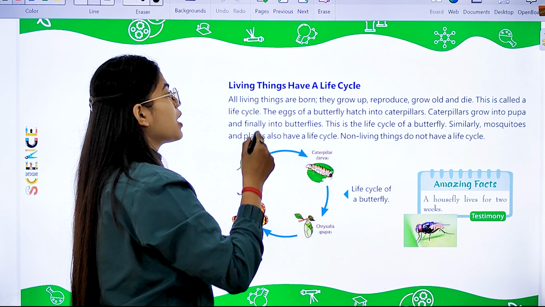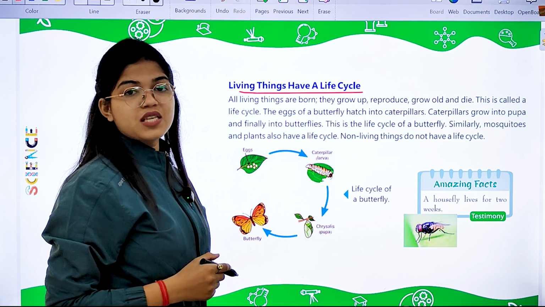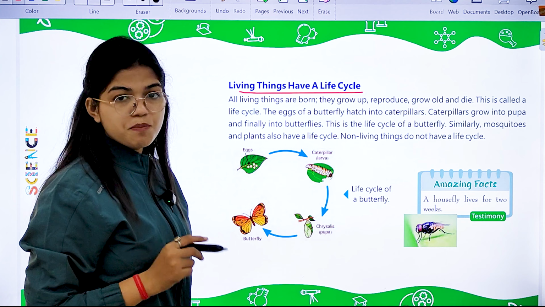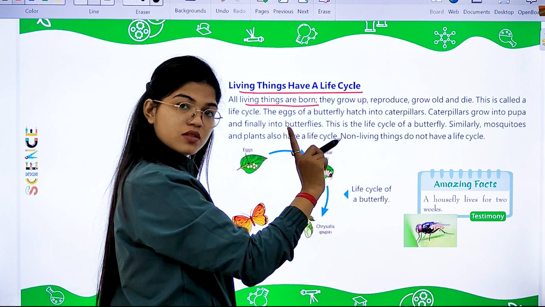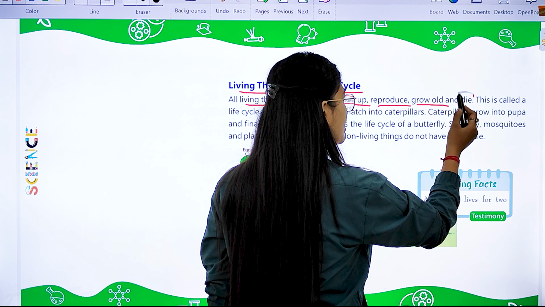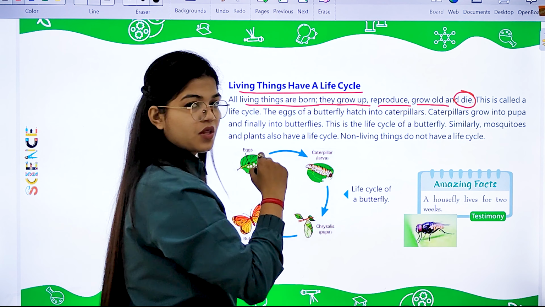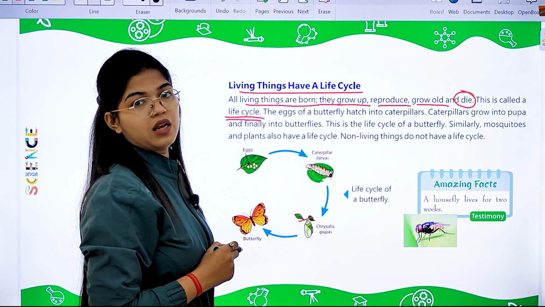Okay. Next is what? Living things have a life cycle. They have a definite lifespan. See, all living things are born, they grow up, they reproduce, they grow old, and then they finally die. This is what is known as a complete life cycle.